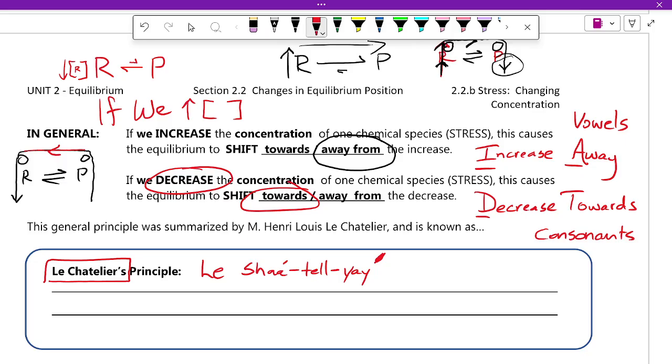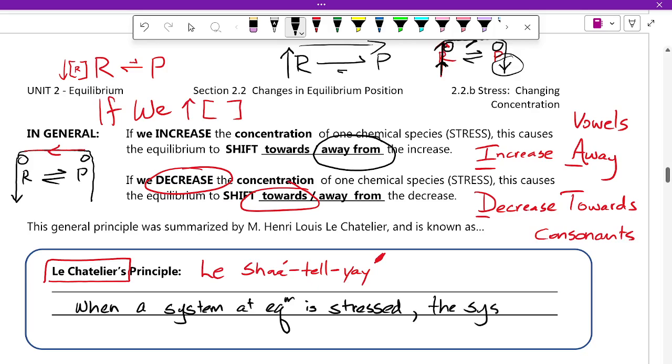Okay, so Le Chatelier's principle says that when a system at equilibrium is stressed, the system will shift in order to minimize that stress.